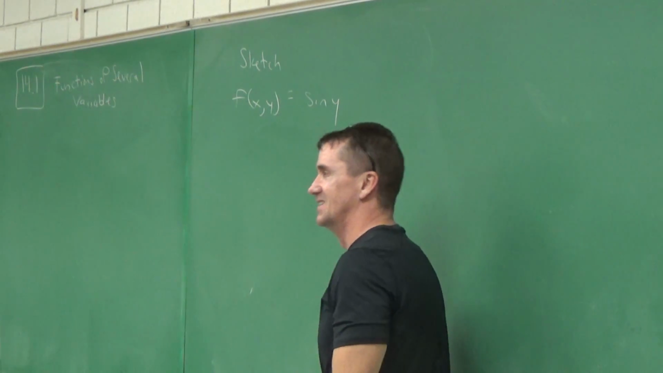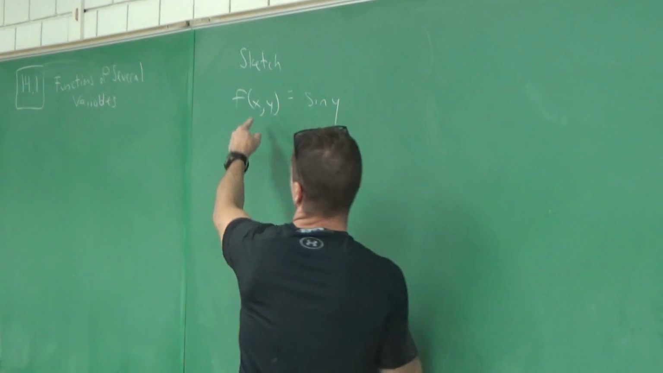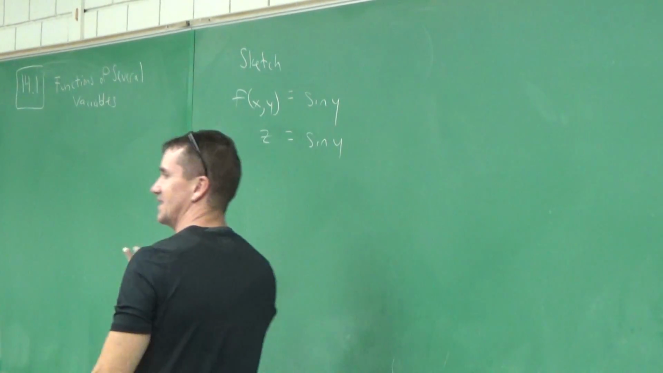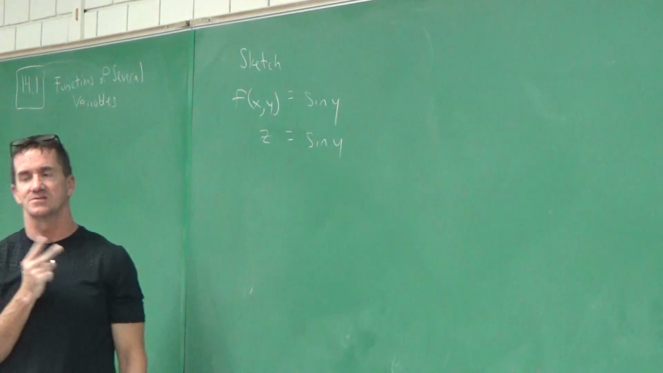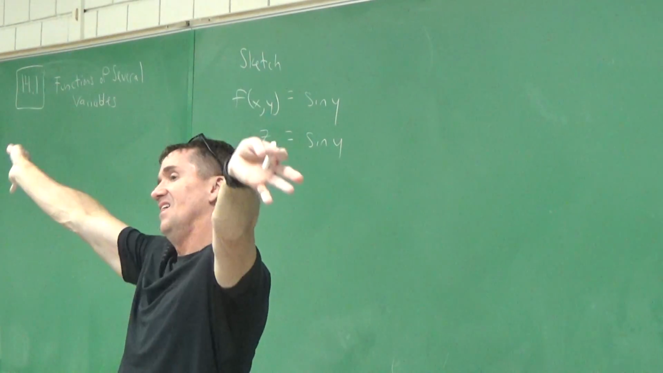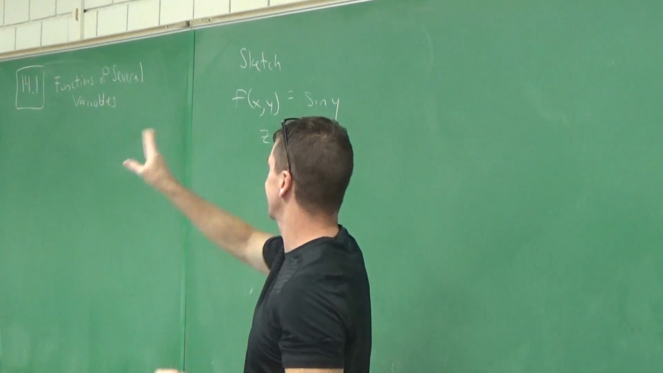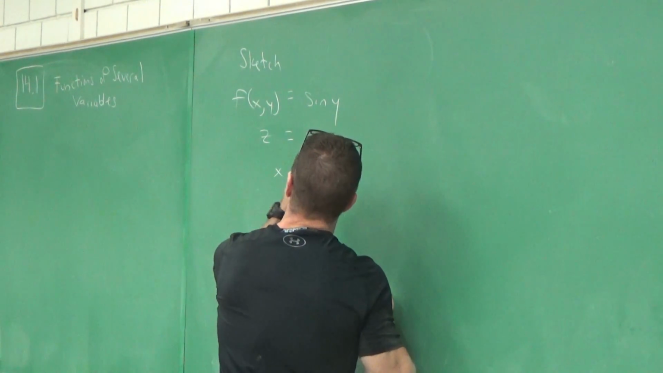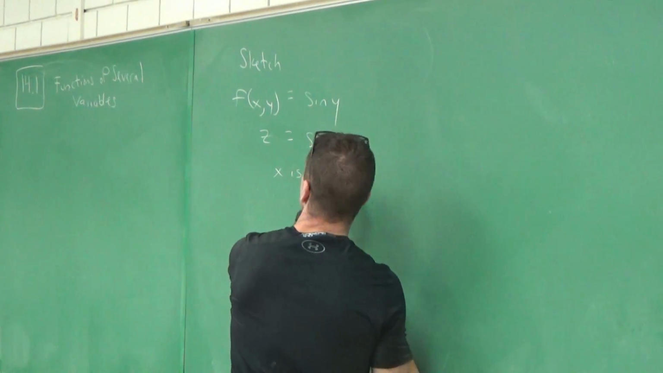About cylinders. Because you notice, what letter is this again? It's only got two variables. So what's x? Is x just 0? X can be anything in this scenario. X takes on any value, whereas z is equal to sine of y.